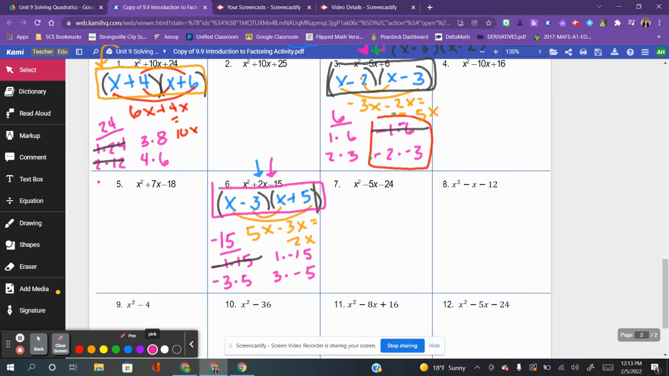These are my factors, x minus 3 times x plus 5. And again, by the way, it could be x plus 5 times x minus 3. That would work as well. Okay.